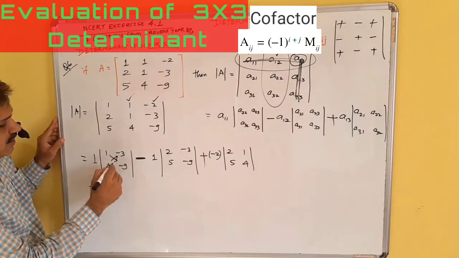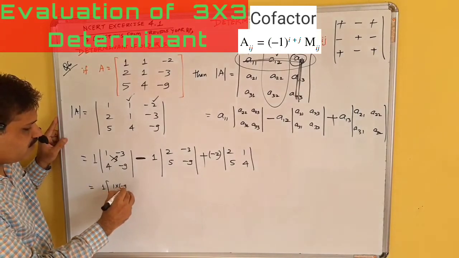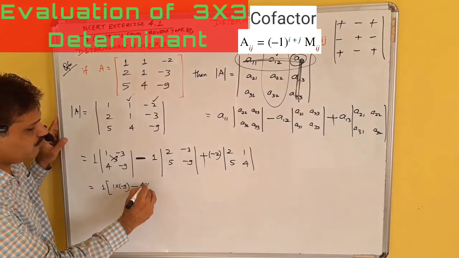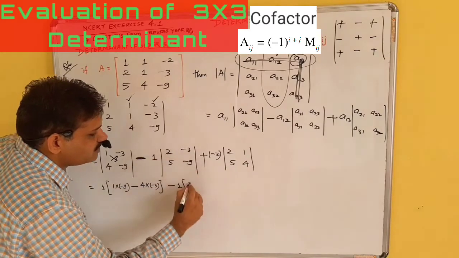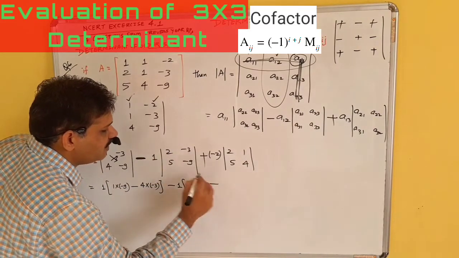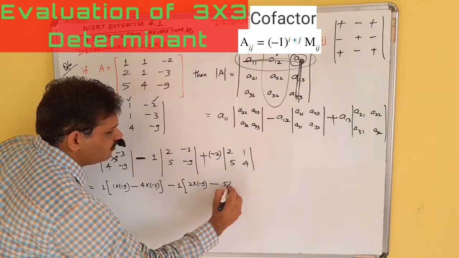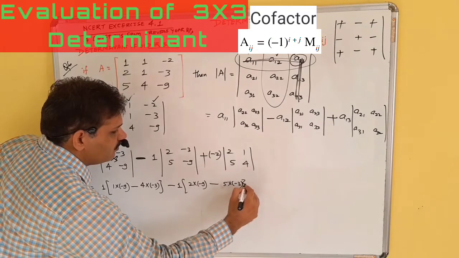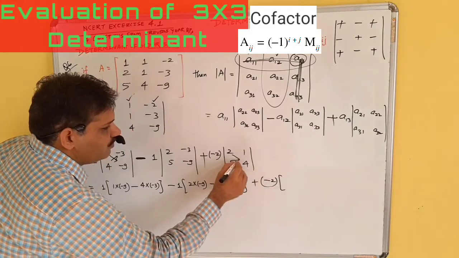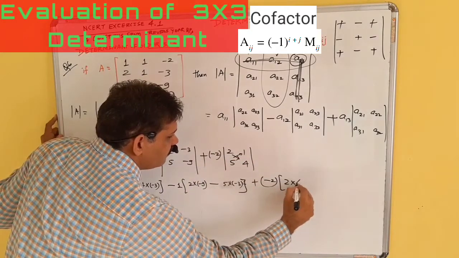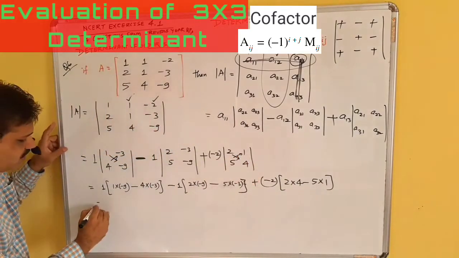2/2 डिटर्मिनेंट हमने एक्सपेंड करना सीखा ही था। ये आ जाएगा 1 × -9 - 4 × -3, -1। ये क्या आएगा? 2 × -9 - 5 × -3, प्लस -2 मल्टीप्लाइड बाय 2 × 4 - 5 × 1। देखते हैं क्या है?